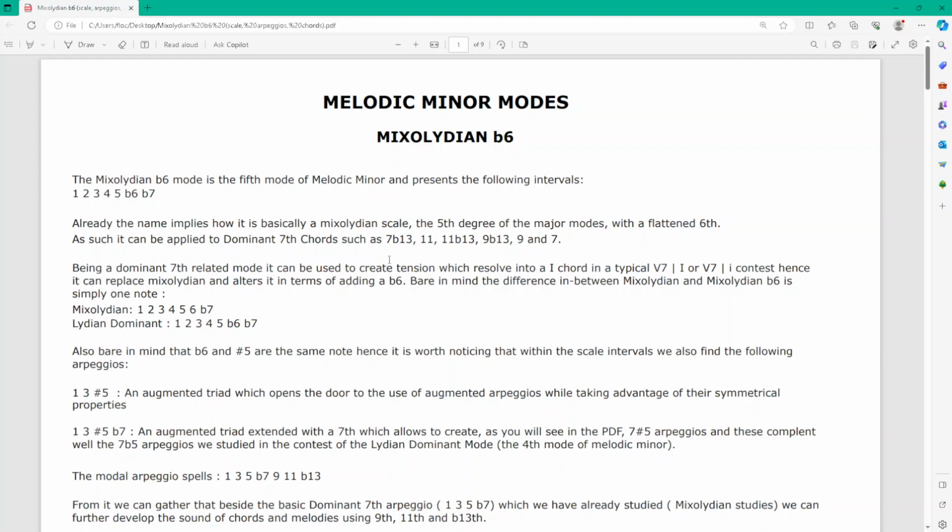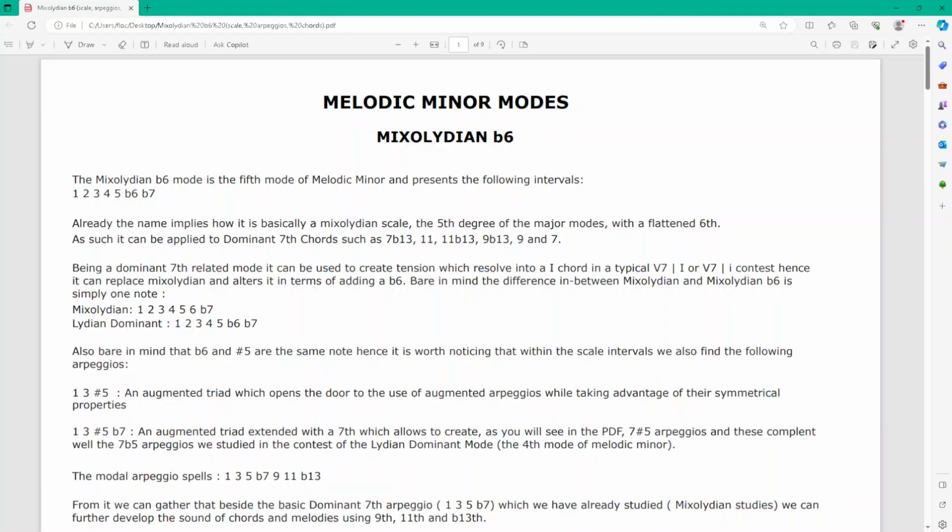Being a dominant 7 related mode, it can be used to create tension, which is always in one chord. We've seen this already when we've done Lydian dominant or other kinds of scales that apply to a dominant chord. And you can replace Mixolydian and altered in terms of adding a flat 6. Bear in mind that the difference is actually just one note, the flat 6. Also bear in mind that flat 6 and sharp 5 are the same note. Hence it is worth noticing that within the scale intervals we also find the following arpeggio: 1, 3, sharp 5, flat 7.